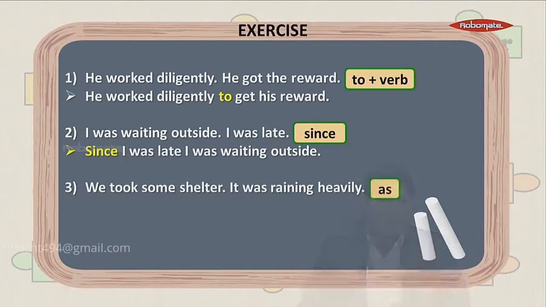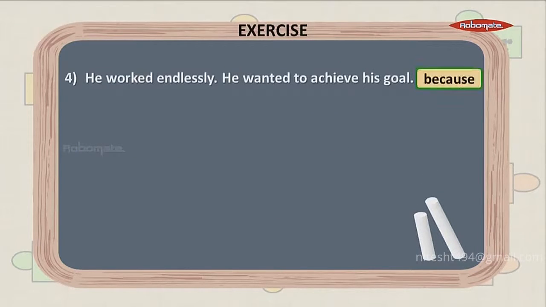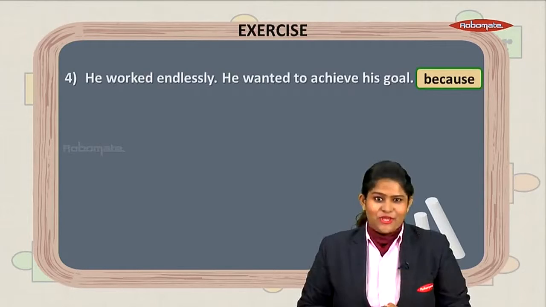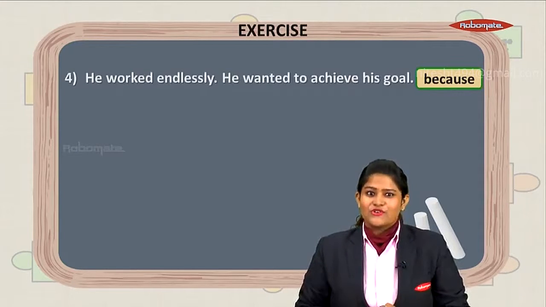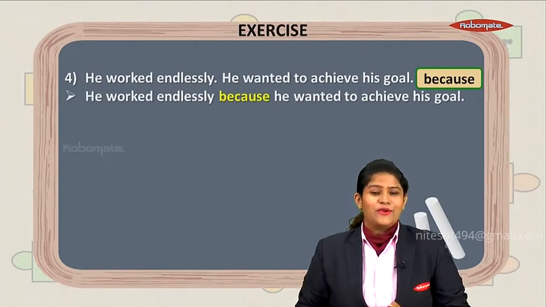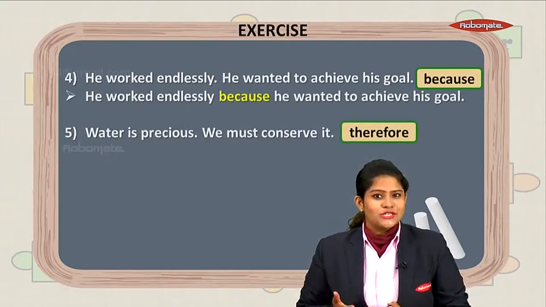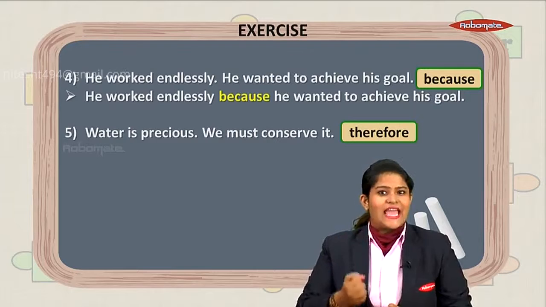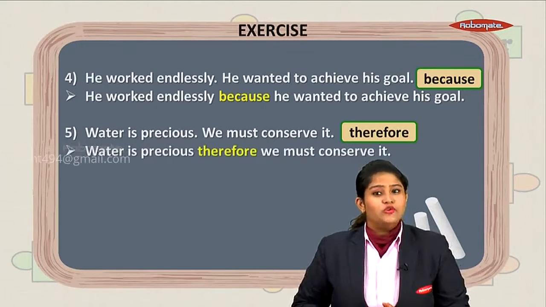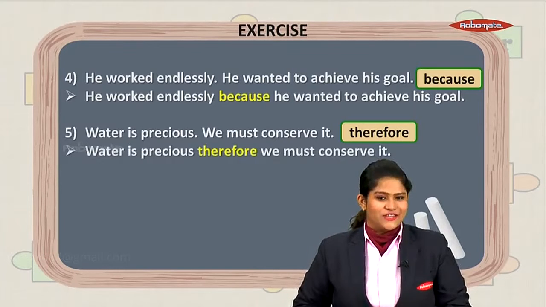We took some shelter. It was raining heavily. Again a reason. I am going to use as. We took some shelter as it was raining heavily. He worked endlessly. He wanted to achieve his goal. So here I am joining the sentence with because. He worked endlessly because he wanted to achieve his goal. Water is precious. We must conserve it. Again a reason for conserving. So I'll use therefore. Water is precious. Therefore, we must conserve it.